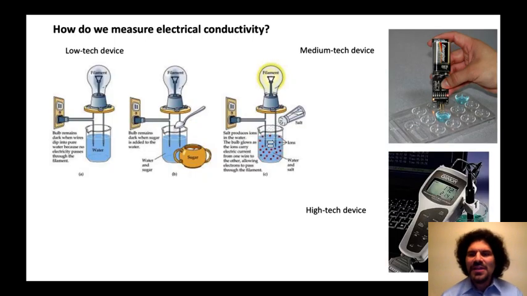The highest tech device is a digital conductivity probe, so that is a device that has a digital readout screen and then usually a single probe that you can stick into a solution. And devices like this give an actual number for the electrical conductivity, not just a light on or off or a certain number of LEDs being lit. Okay, and these are frequently used out in the field in analytical chemistry to be able to test whether solutions conduct electricity and as a result, what the concentration of ions is in those solutions.